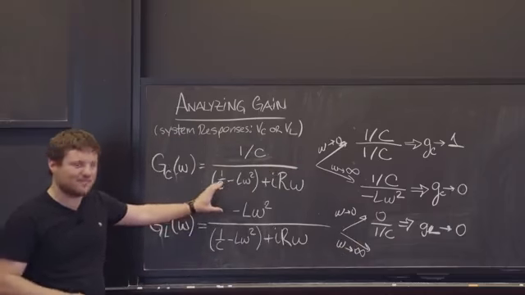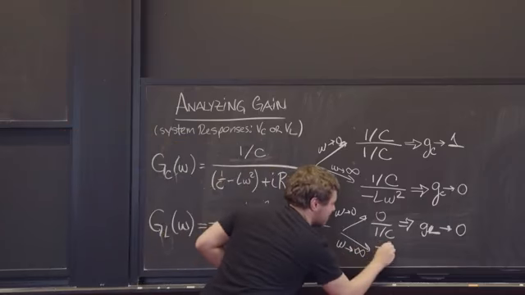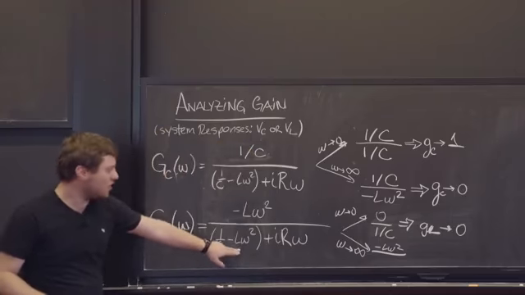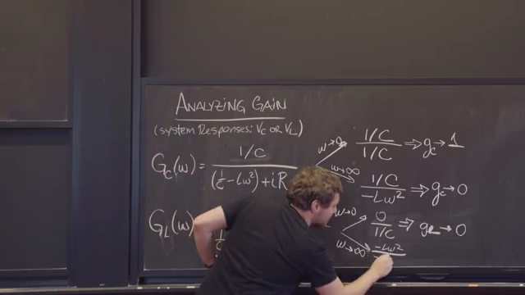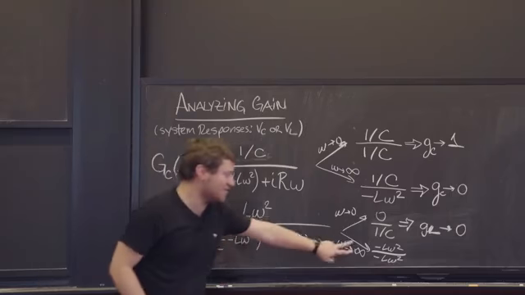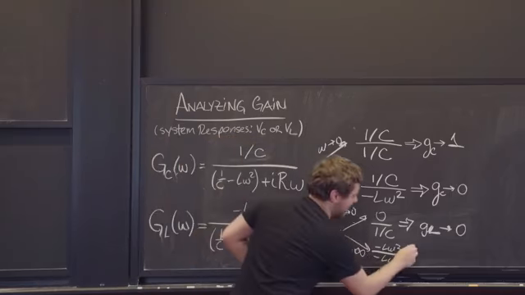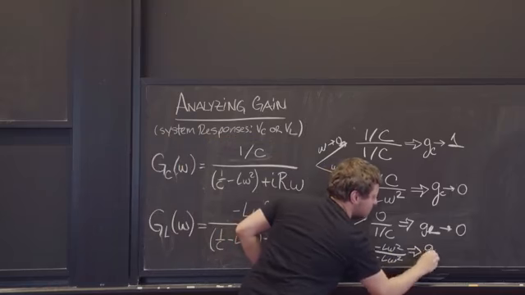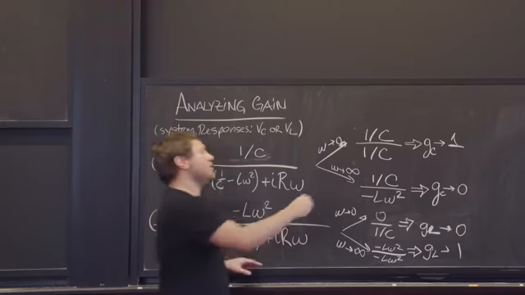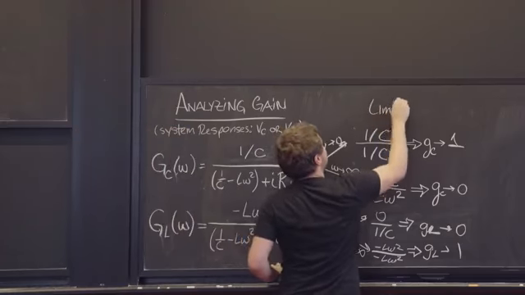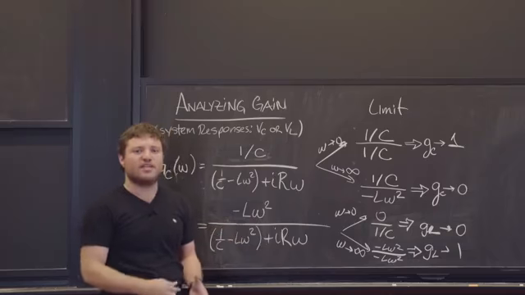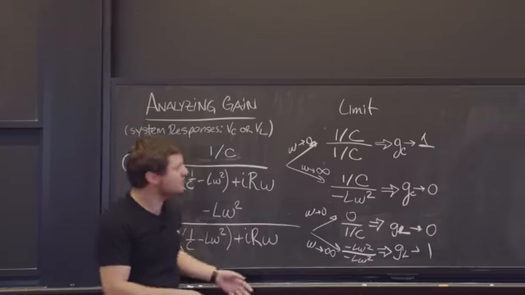And finally, we look at what happens as omega goes to infinity. Again, the dominant term in the numerator is minus L omega squared, and the dominant term in the denominator is also minus L omega squared. As we compare the magnitude of these two complex numbers, that ratio tends to 1. So here we have the extreme limit behavior for the gain of the capacitor and the inductor. But now, what happens in the mid-range?